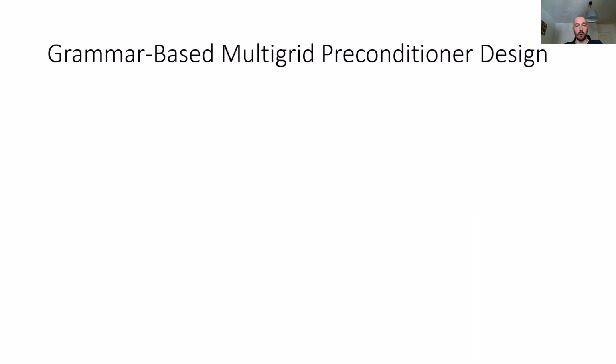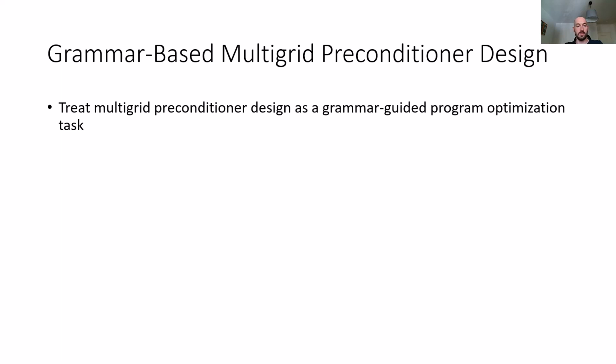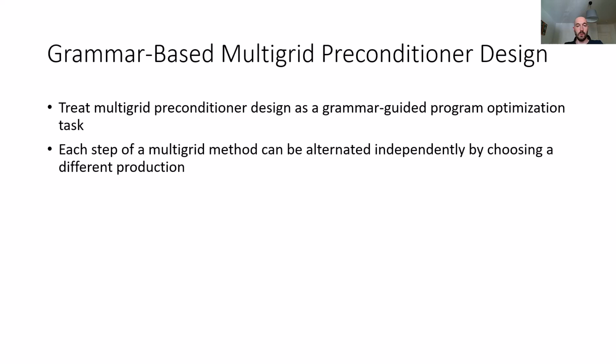So how can we now push the boundaries of these traditional approaches to multigrid solver design? Here our idea is to use the grammar-based preconditioning design approach. What we do is treat the task of designing an optimal multigrid preconditioner as a grammar-guided program optimization problem.